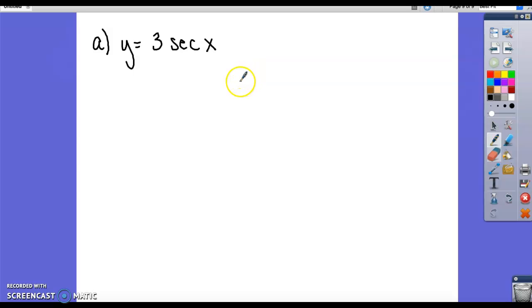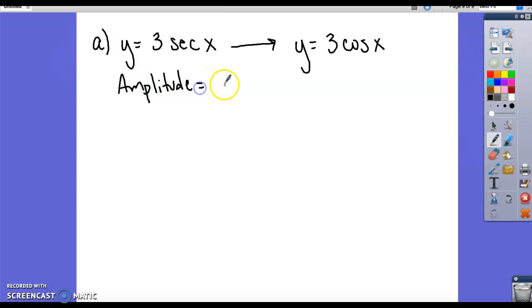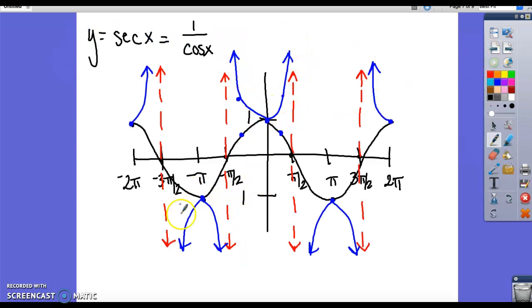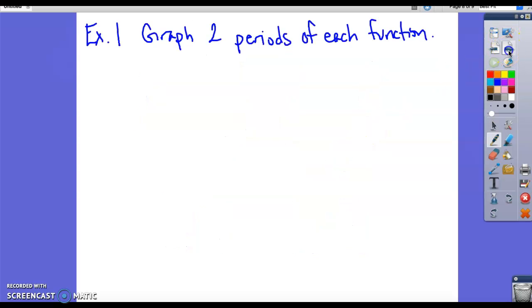All right, and so we're going to use the fact again that secant is the reciprocal of cosine. And we're actually going to start by graphing y equals 3 times the cosine of x. Okay, so everything is basically the same except the amplitude. Secant and cosecant don't have an amplitude, right? Because they go up forever and down forever. Okay, so they don't have an amplitude.